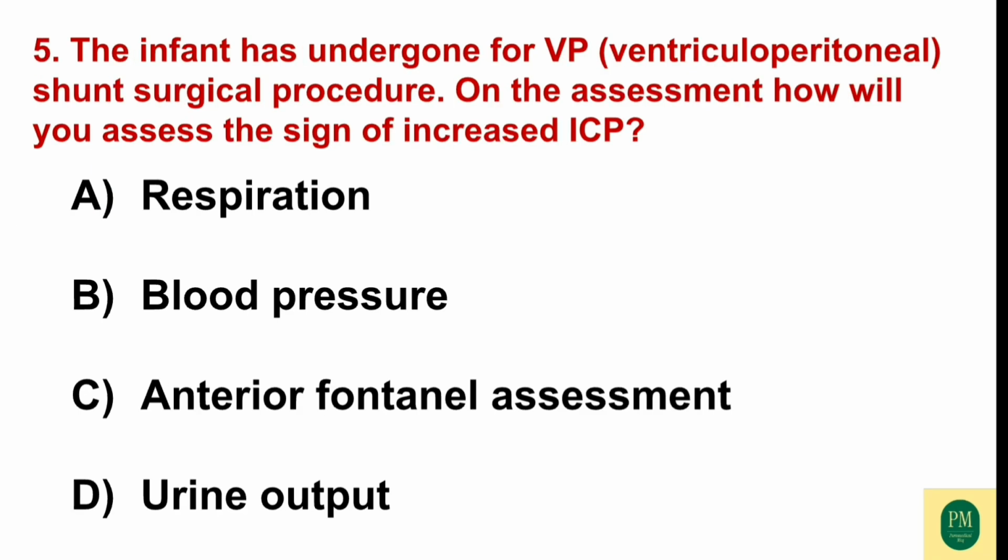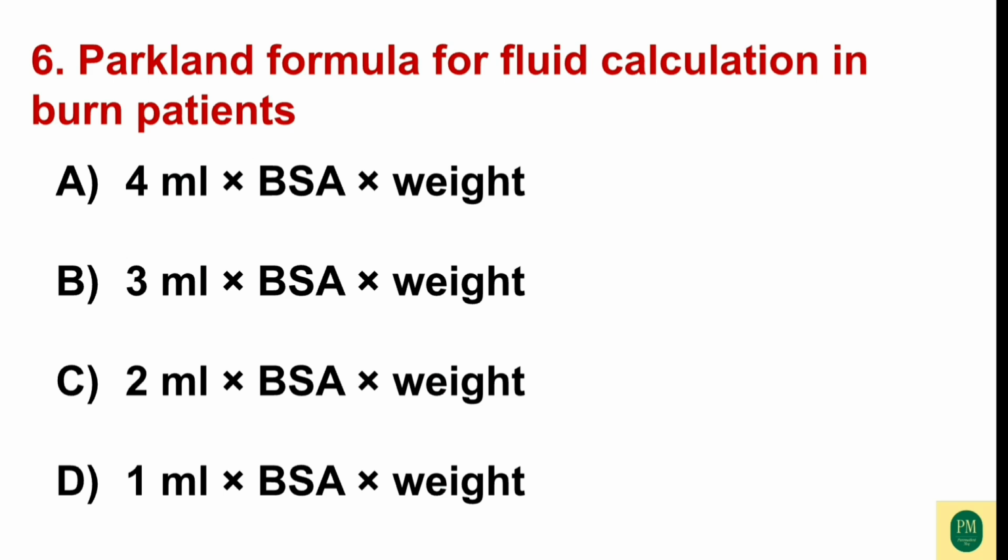The infant has undergone a VP, ventriculoperitoneal shunt surgical procedure. On assessment, how will you assess the sign of increased ICP? Option A. Respiration. Option B. Blood pressure. Option C. Anterior fontanelle assessment. Option D. Urine output. The correct option is option C. Anterior fontanelle assessment.